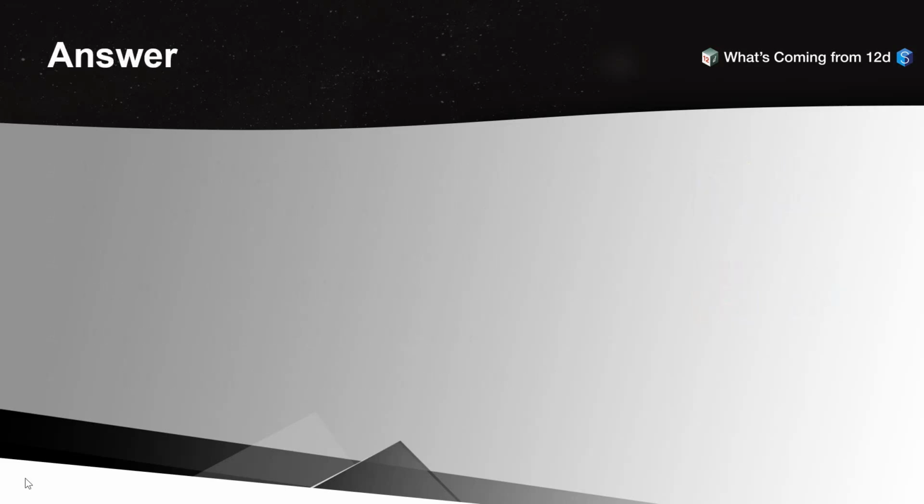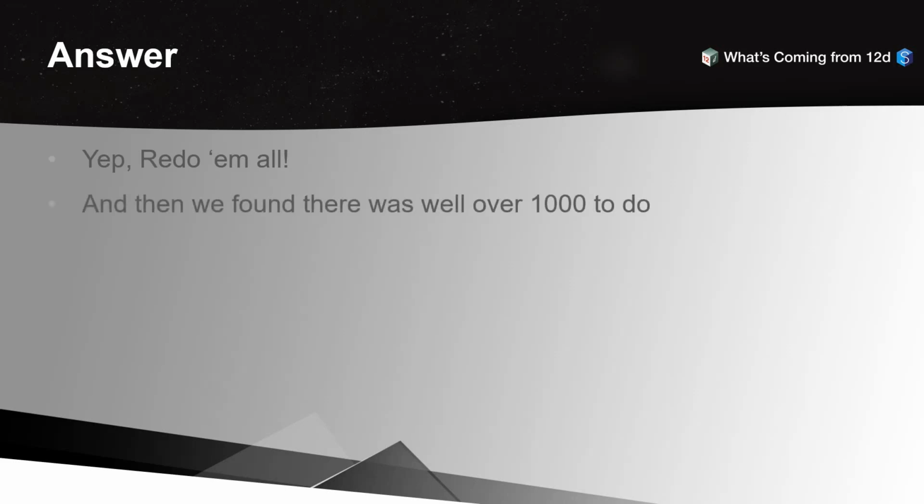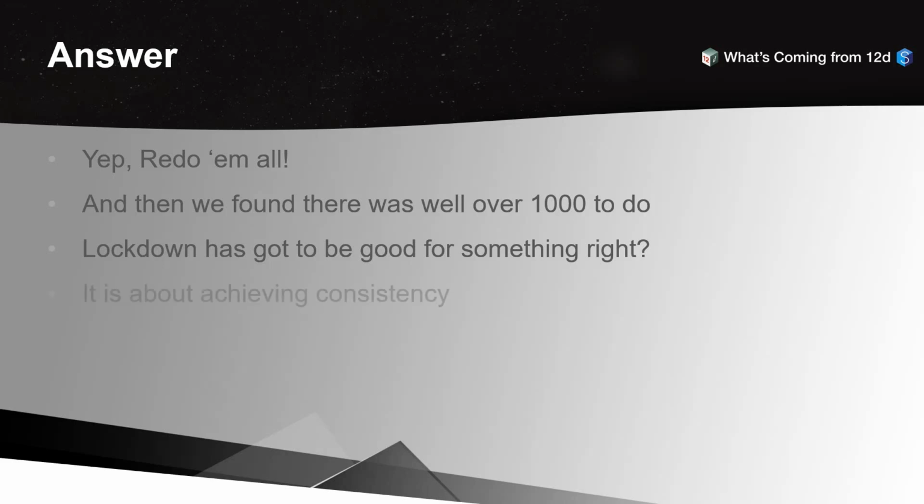So, what was the answer to those questions? Well, the answer was pretty clear when we thought about it. It was, yep, let's redo all the icons inside 12D. Then we started having a look, and we found there was actually well over 1,000 different icons to do of the current functionality inside 12D. But then lockdown has got to be good for something, right? And it gave us the opportunity to do that and do it right.